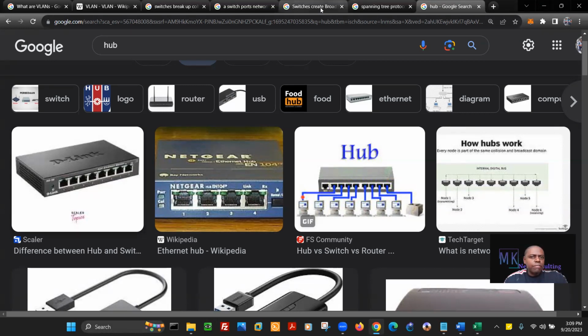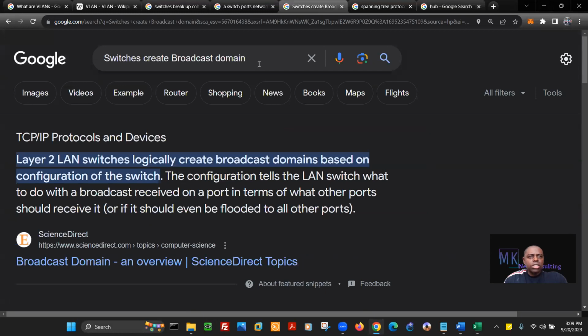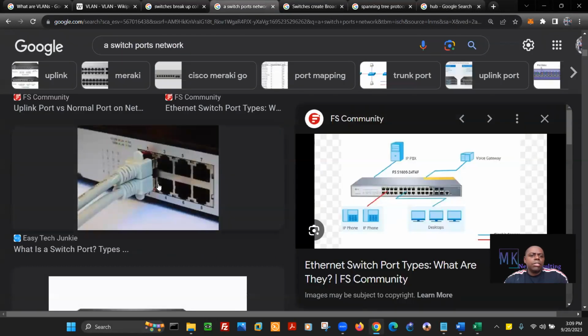Now, a switch is a more advanced hub, right? Where what it does is, it kind of does not do what a hub does.